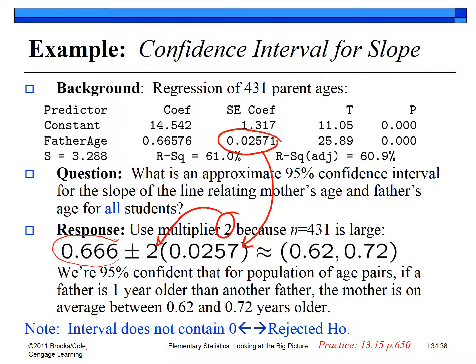Notice that 0 is not anywhere close to this confidence interval. So there's a good chance we're going to reject the null hypothesis. And again, we saw that. The p-value right here is 0.